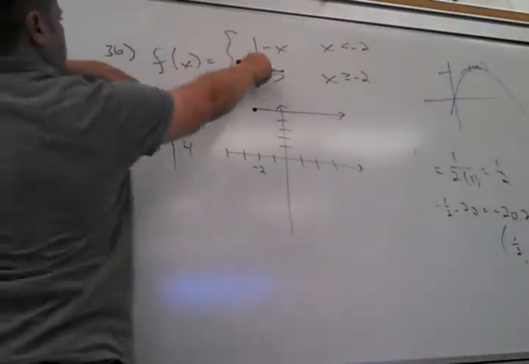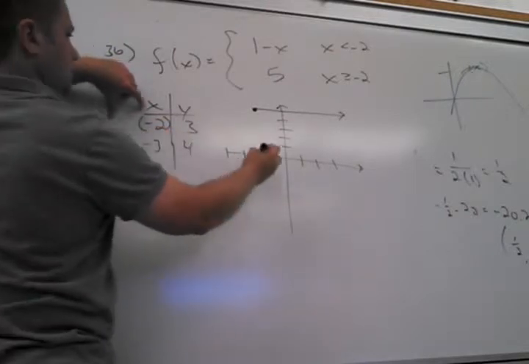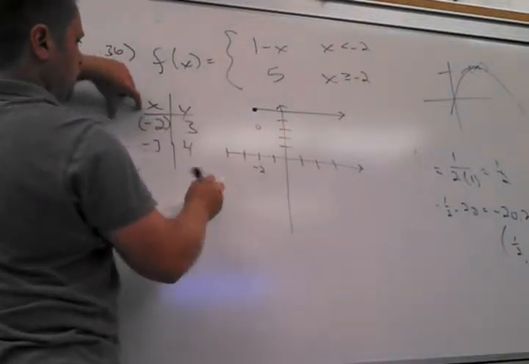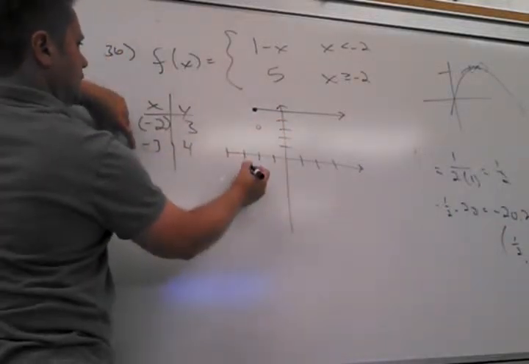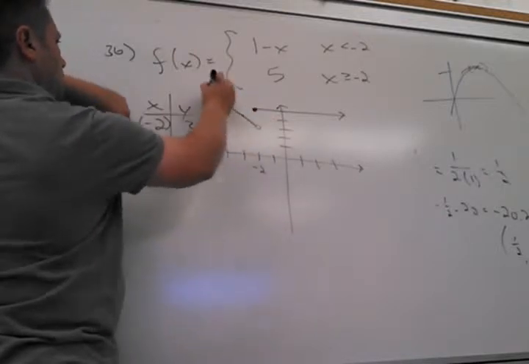Now, this part at -2 wants to be at 3. We can't let it be there, so we put an open circle. And then at -3, it is at 4. So then it's a straight line from there.